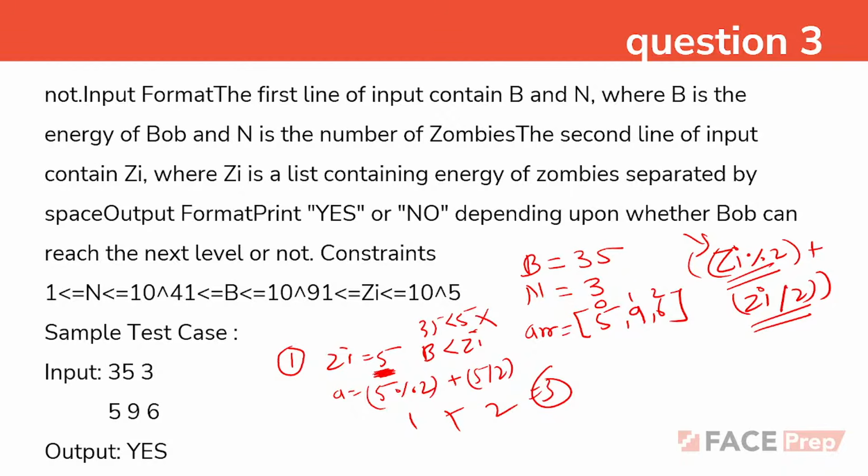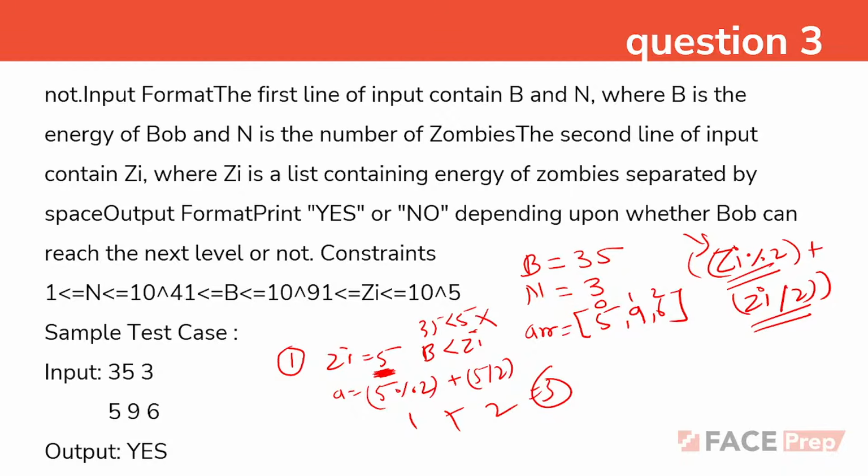That means B is going to be updated over here, right? So we will update B, the energy. Why? Because to defend a zombie, Bob is losing that much energy, right? So we need to subtract that A from the B over here.